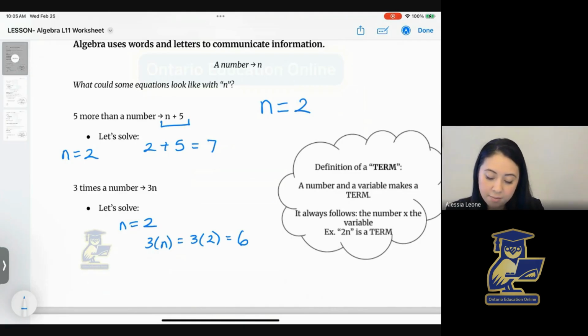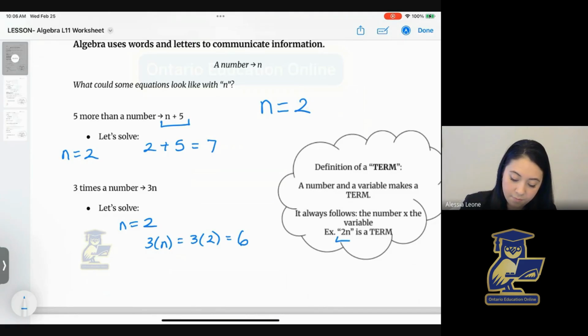Over here on the side, there's a little note saying the definition of a term. A term is a number and a variable together. That makes a term. It always follows the number times the variable. So 2n, 3n, that is a term. That over there is a term. So this part of the handout, this is just showing us algebra in the sense of how letters and numbers are interacting and how they're communicating with each other in an expression.